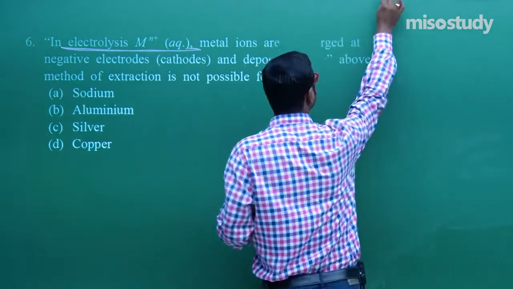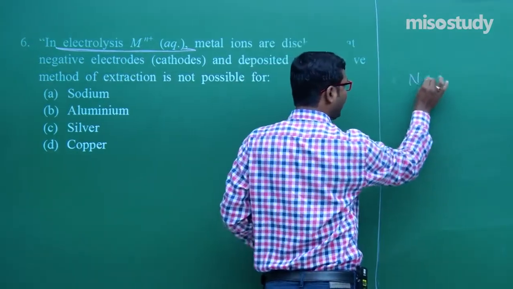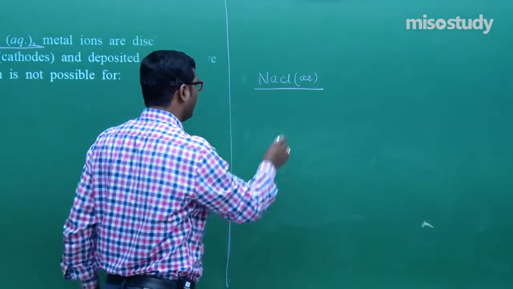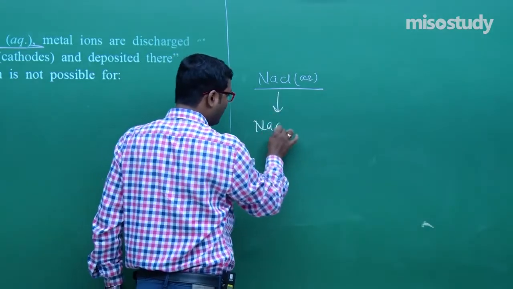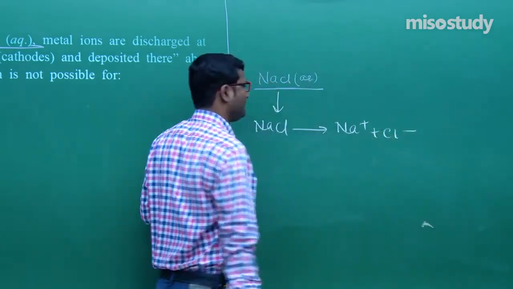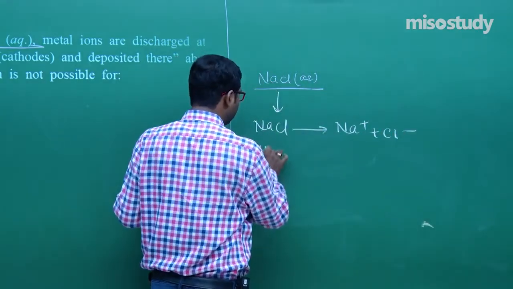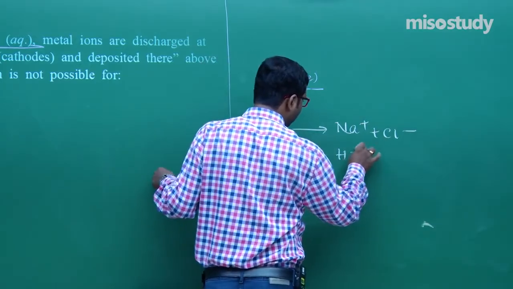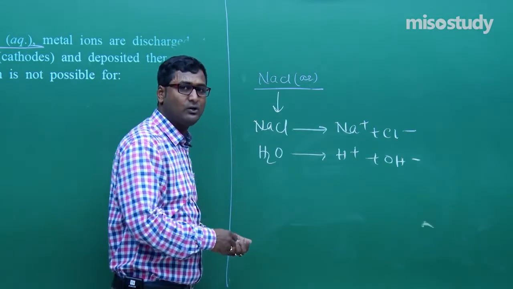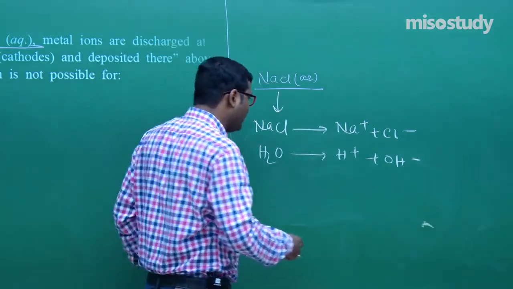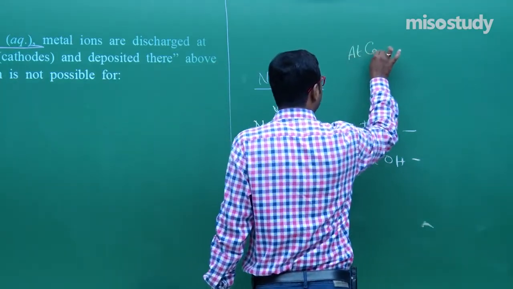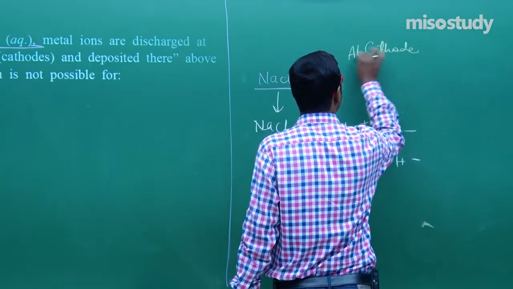Read the question carefully: aqueous solution. Why? Listen carefully. If I take NaCl aqueous, why not Na? First of all, NaCl will dissociate into Na+ and Cl-. Am I right? Yes. Since it is aqueous, there is an involvement of H2O, H+ and OH-. Now we have two positive and two negative ions. As we know, discharge potential determines which one moves. At the cathode, which one will move? The H+ ion will move.